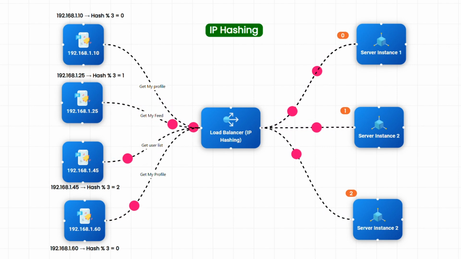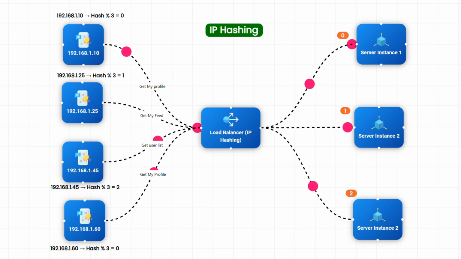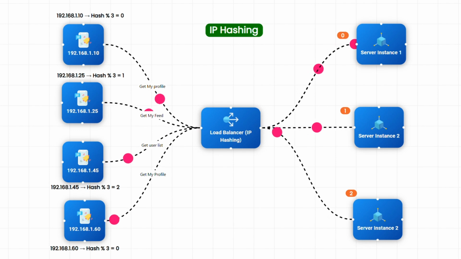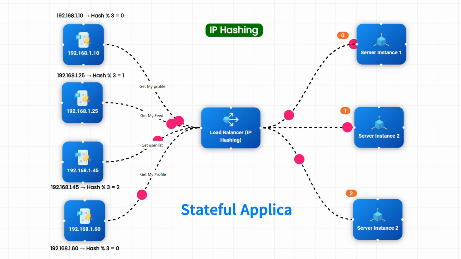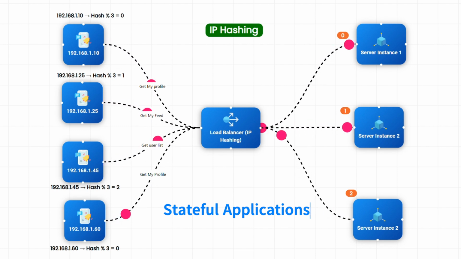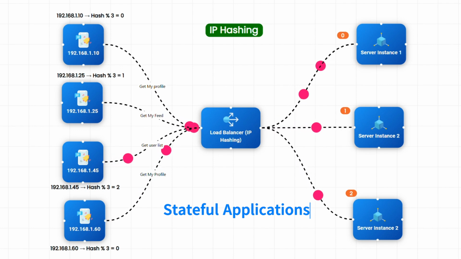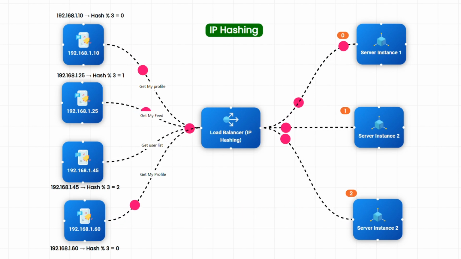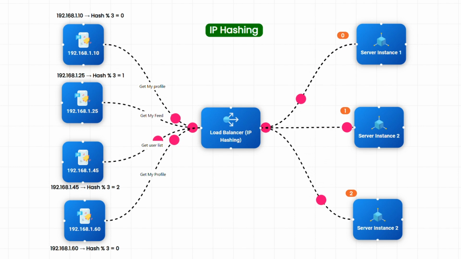This means that requests from the same client always go to the same backend server, ensuring session persistence. IP hashing is particularly useful when handling stateful applications, where maintaining user sessions on the same server is crucial, such as in online banking or e-commerce platforms. However, one limitation of IP hashing is uneven traffic distribution if certain IPs send significantly more requests than others.